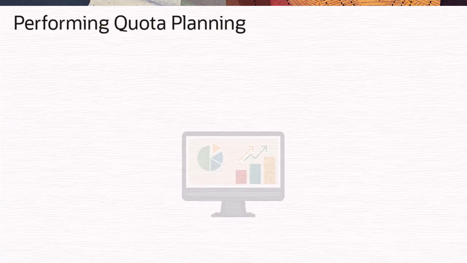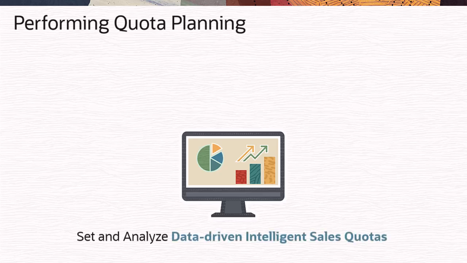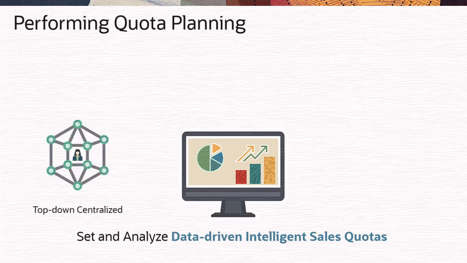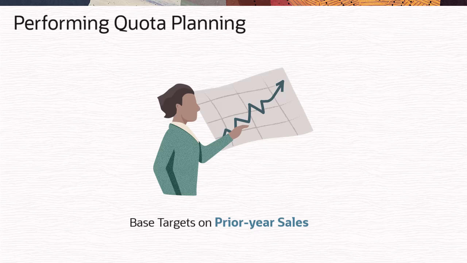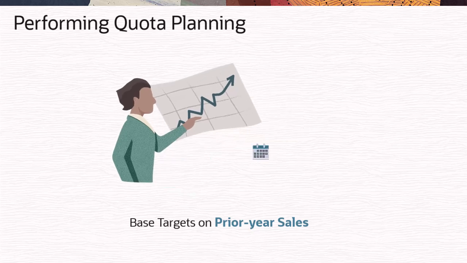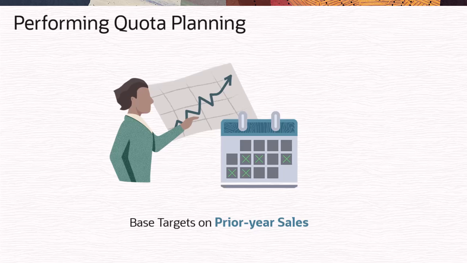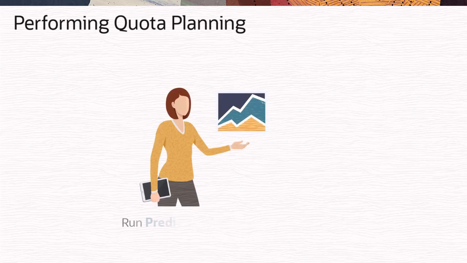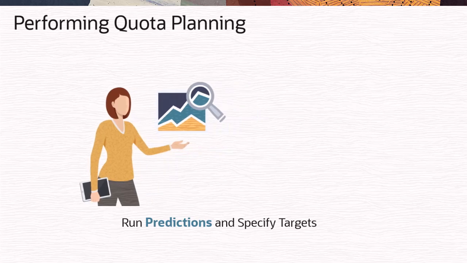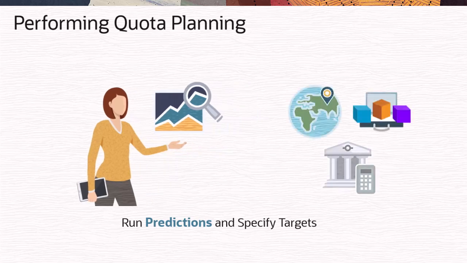You can perform quota planning to set and analyze data-driven, intelligent sales quotas using best practice methodologies such as top-down centralized, top-down waterfall, and bottom-up. You can base your target quota on prior year's sales and consider last year's bookings to specify year-over-year growth for all territories. You can also specify targets by running a prediction and use the results to plan quota by territory, product, account, or any other category that you use.